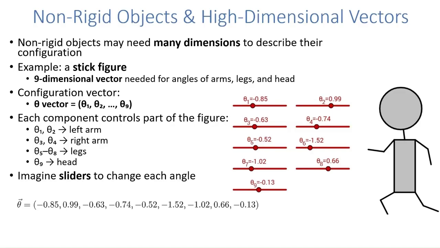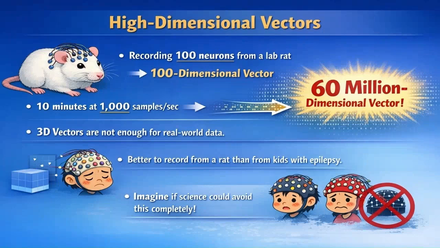Theta 1 and theta 2 control the angles of the left arm. Theta 3 and theta 4 control the right arm. Theta 5 through theta 8 control the left and right legs. And finally, theta 9 controls the angle of the head.